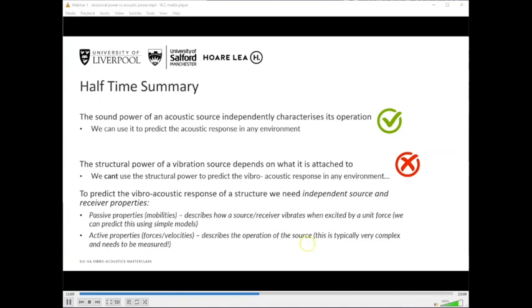Active properties describe the operational behavior of a vibration source. These are typically much more complex than the passive properties, so we need to resort to measurement to obtain them. Now, over the next few slides, we'll introduce in a bit more detail some of the independent, passive, and active properties, and then we'll show how we can use these properties to predict structural power.